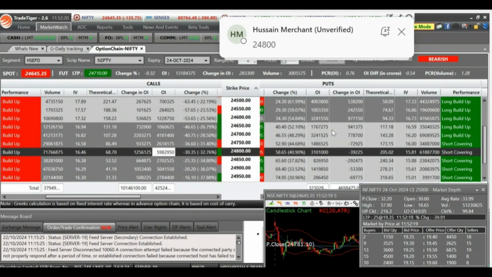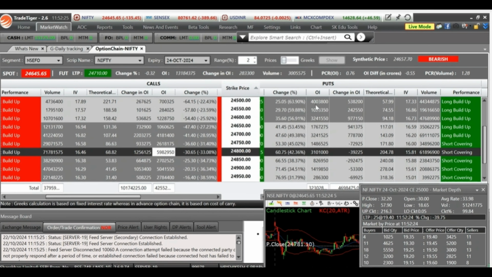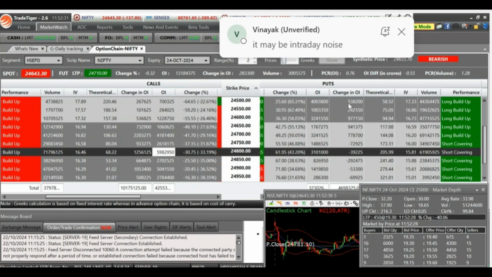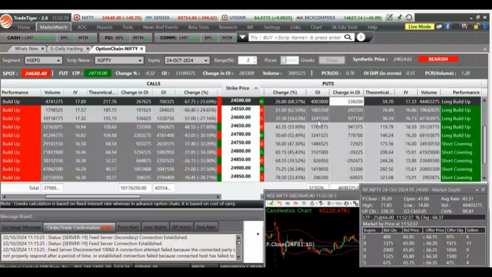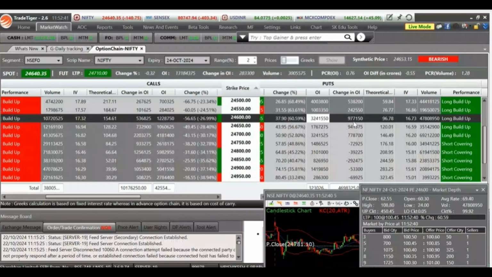Okay, like we wrote, at 24,500, which is around 40 lakhs, about 12-13% was added today. Whereas at 24,600 there is 32 lakhs of open interest, out of which almost 10 lakhs was added today, which is almost 30%.